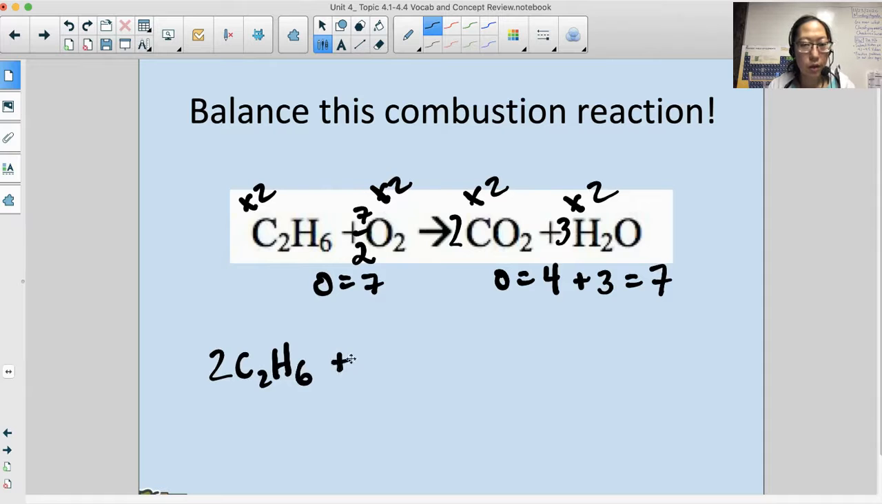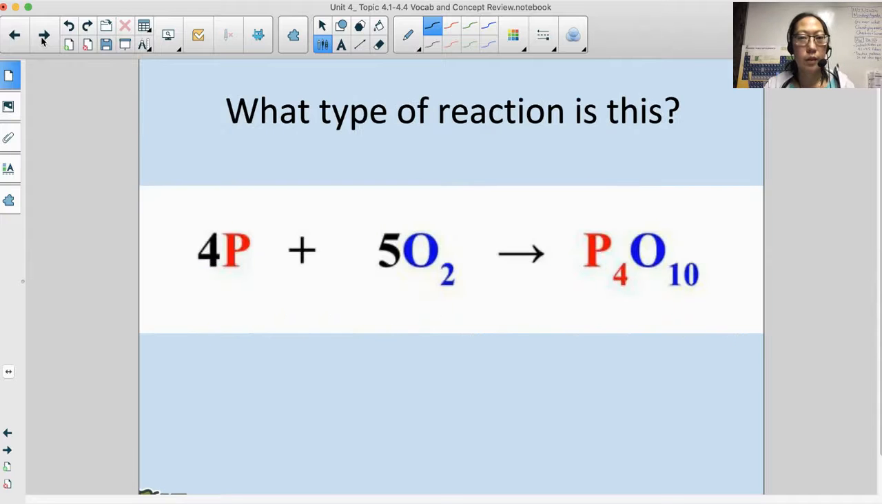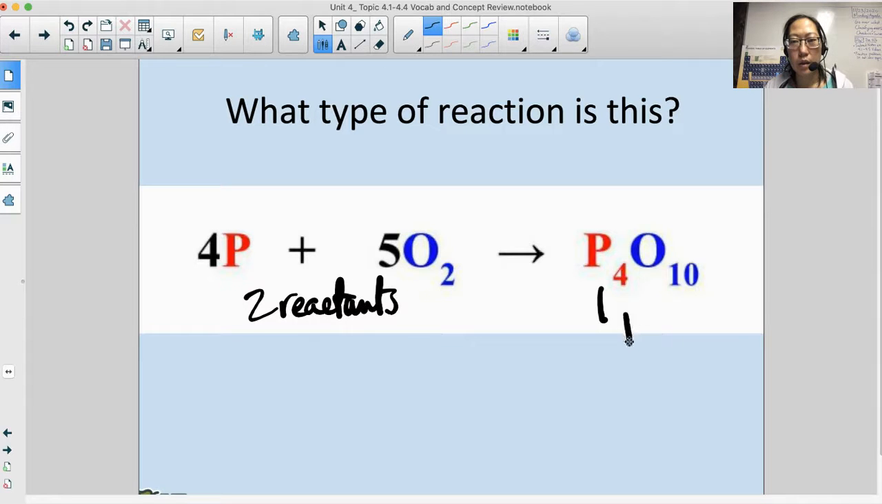2C2H6 plus 7O2 yields 4CO2 plus 6H2O. So I multiplied those out and I've gotten rid of that fraction. What type of reaction is this? We've got 2 reactants and we make 1 product. They combine. This is a synthesis.